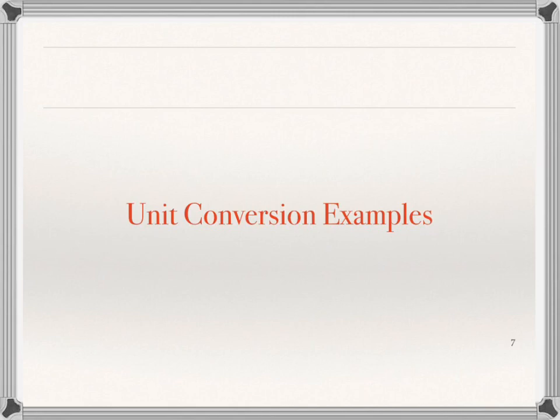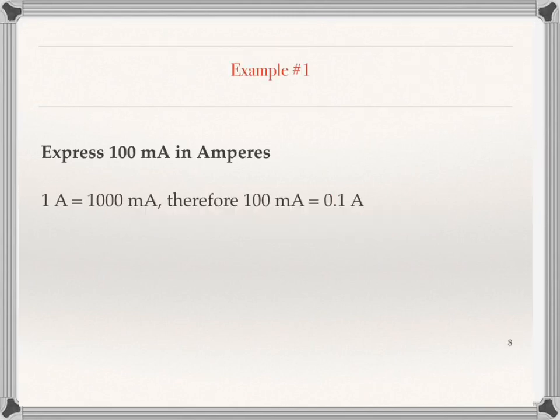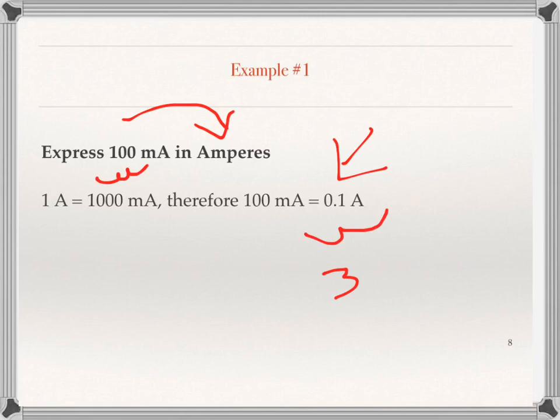Okay, just some conversion examples. So here we're going from milliamperes to amperes. So we're going from a small unit to a larger unit. So therefore, we have to shift the decimal point to the left 3 places. So 100 milliamps in amperes, you go 1, 2, 3, is 0.1 amperes.